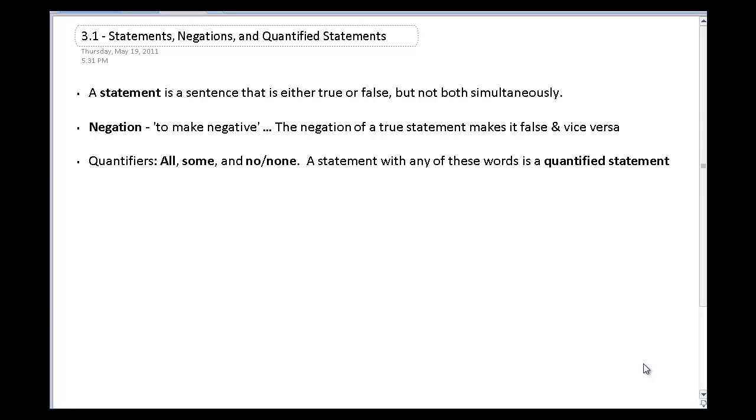In this section, I'm also going to talk about negation. It basically means to make negative. The negation of a true statement makes it a false statement. The negation of a false statement makes it true. It switches around like that.